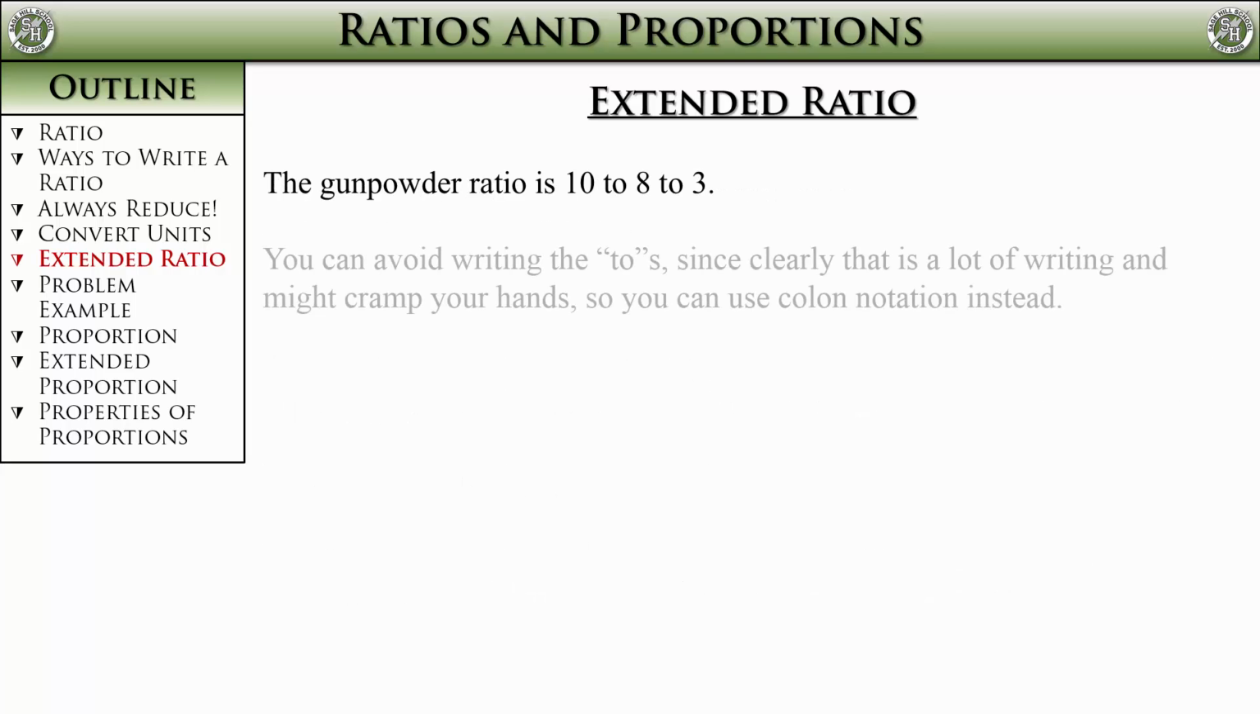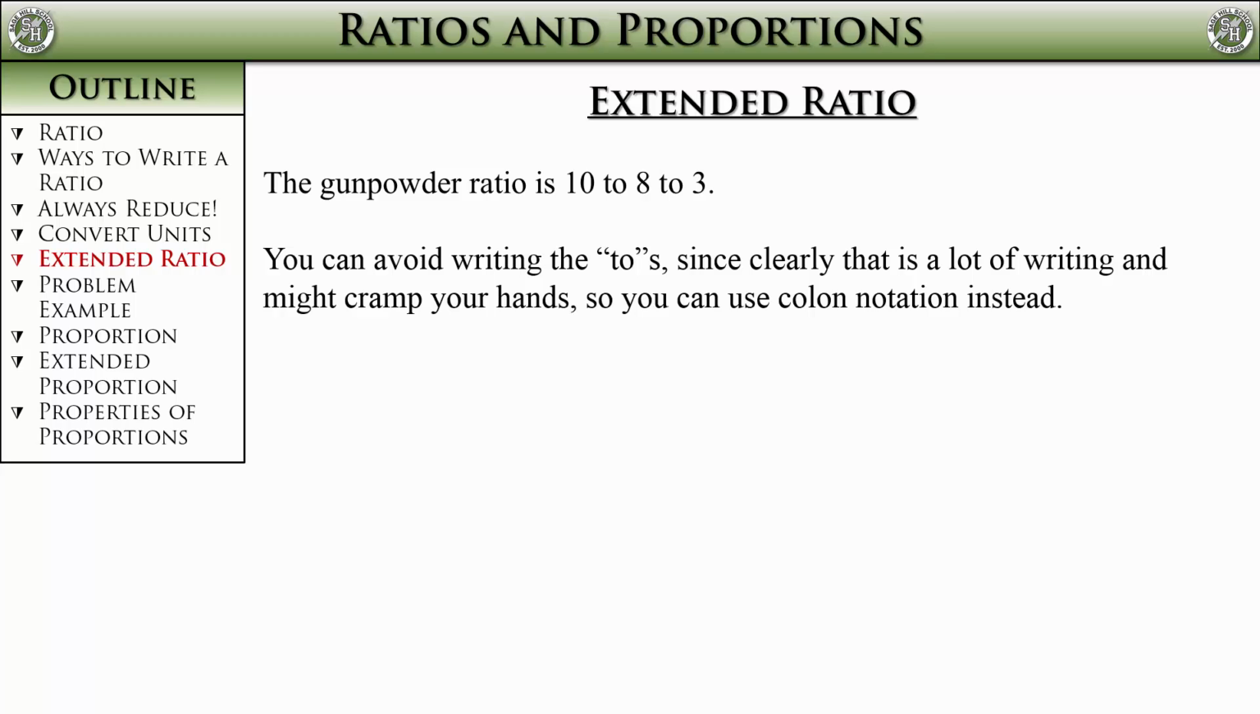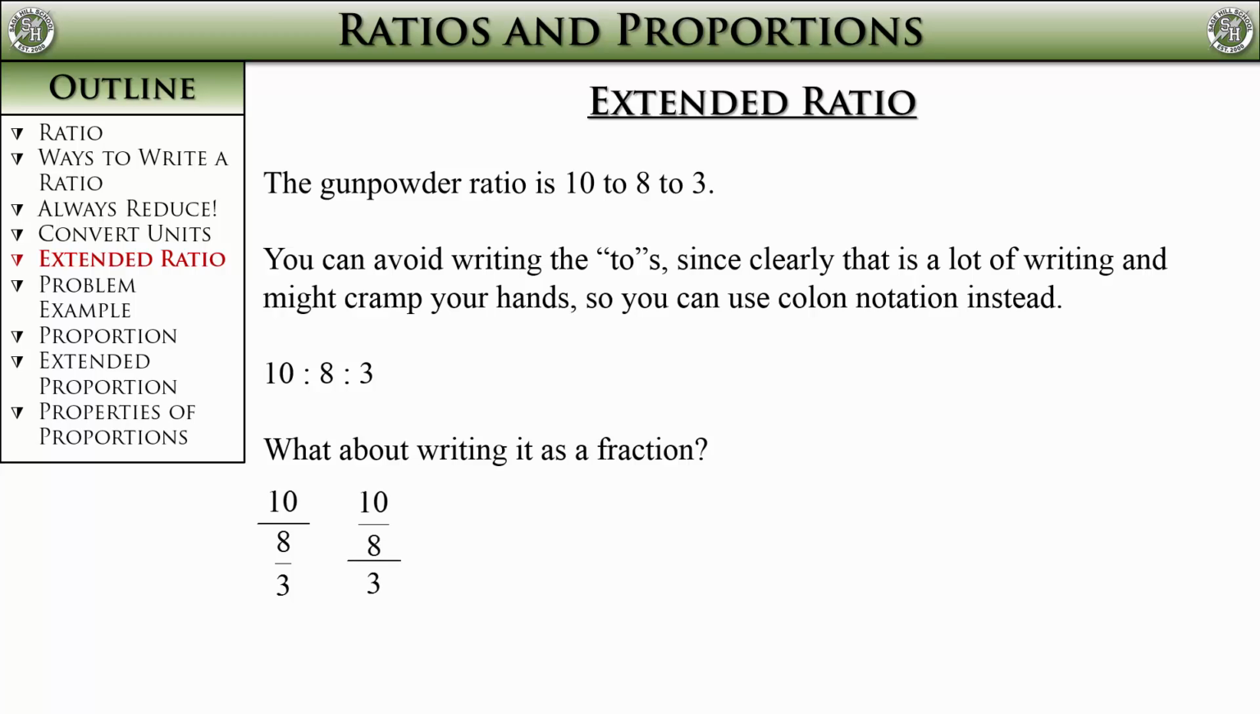Just like regular ratios, you can avoid writing the "to"s, since clearly that is a lot of writing and might cramp your hand. So you can use colon notation instead. Well, what about writing it as a fraction? Should you write it with a larger fraction bar on top, a larger fraction bar on the bottom, all fraction bars the same size? What do you think?